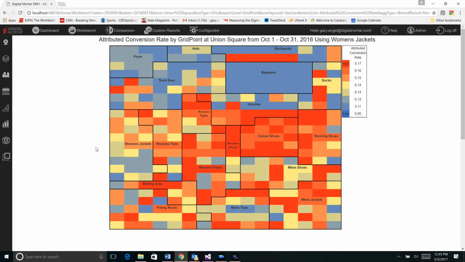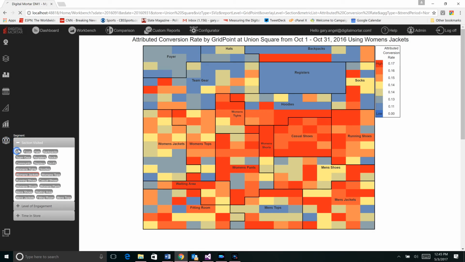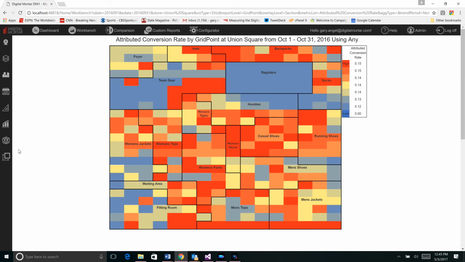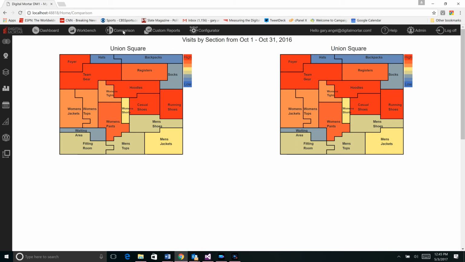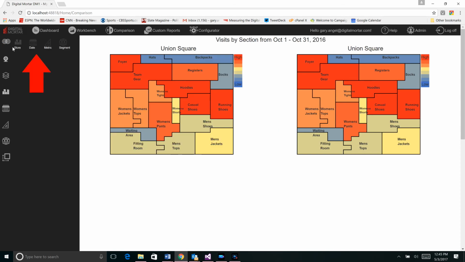The StoreViz tool is a core component of DM1. It's the best way we have to do analytics in the context of everything you know about the physical store. But there's another tool in DM1 that makes these kind of store comparison analyses even easier and takes full advantage of the StoreViz. Note that I can compare on store, date, metric, or segment.